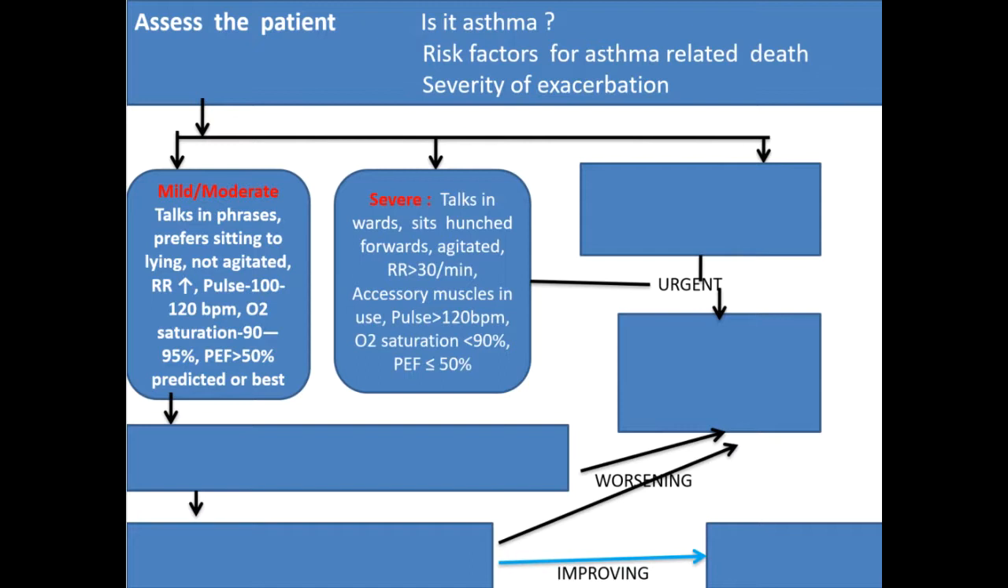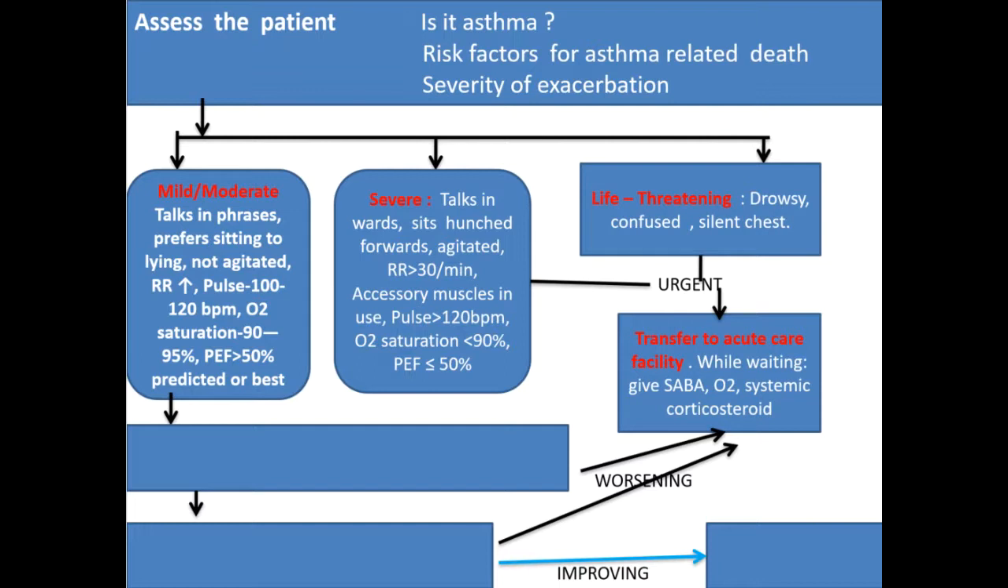Severe: talks in words, sits hunched forwards, agitated, RR above 30 per minute, accessory muscles in use, pulse above 120 bpm, O2 saturation below 90%, PEF less than or equal to 50%. Life-threatening: drowsy, confused, silent chest. Transfer to acute care facility. While waiting, give SABA, O2, systemic corticosteroid.